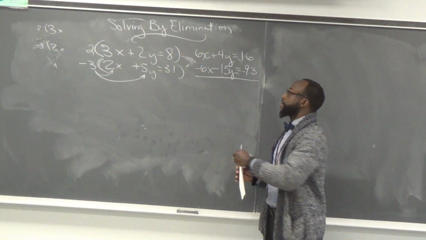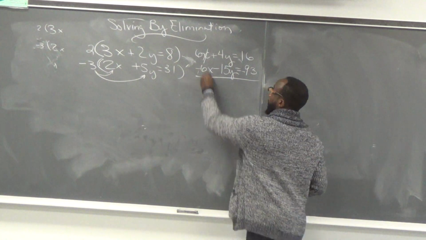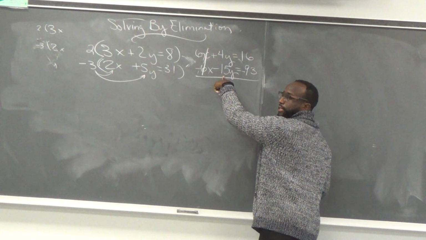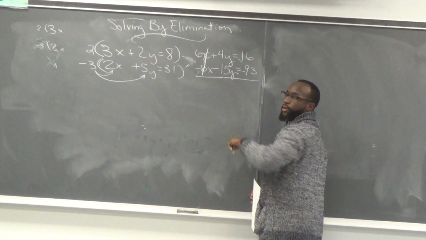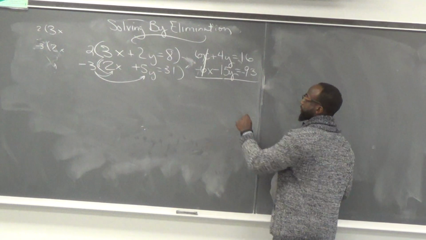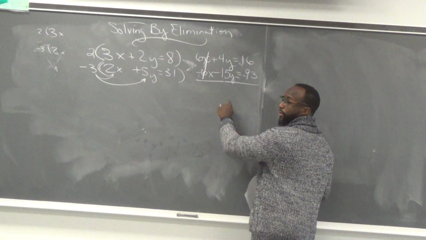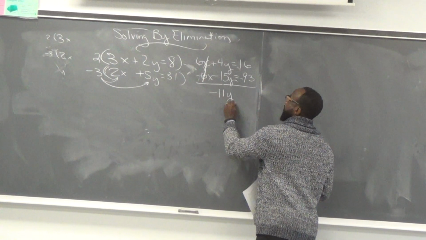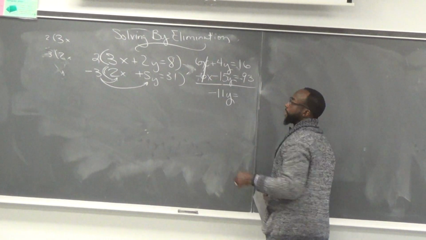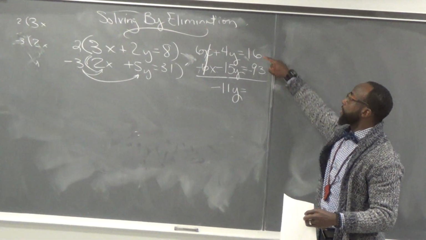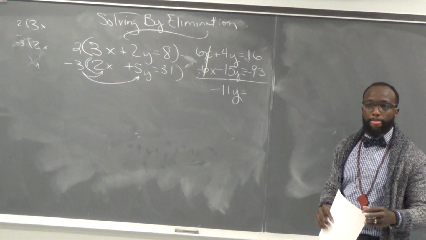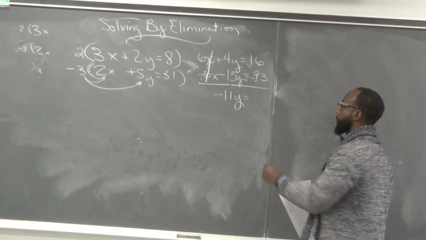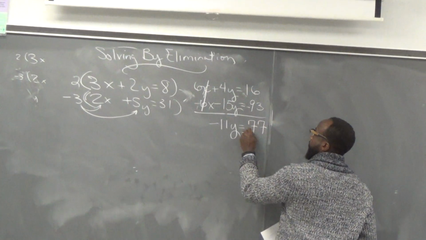6 minus 6 is 0. Good. Now different signs subtract. 4 minus 15 is negative 11. Positive 4, negative 15, so negative 11y. And then 16 minus 93. What's 16 minus 93? Negative 77.